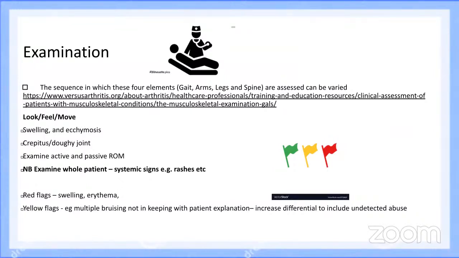Again, when you're doing the exam, it's important to note red flags such as erythema, redness, warmth, swelling, and then something less seen is the yellow flags. So if the bruising and the joint pain is not in keeping with the history and the explanation, then you look at more sinister causes and also increase your index of suspicion for undetected abuse that may be occurring as well.